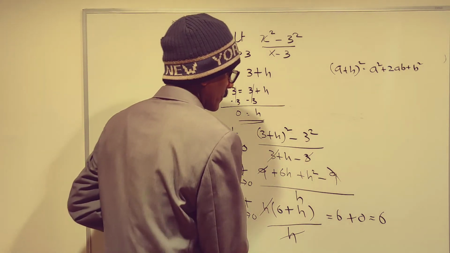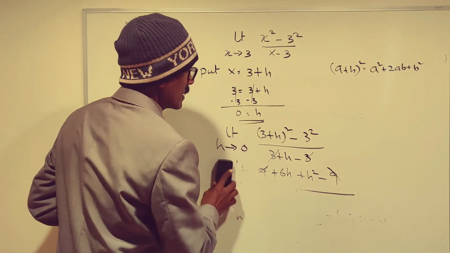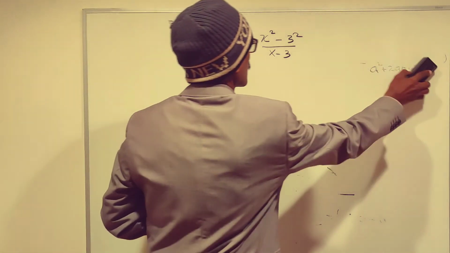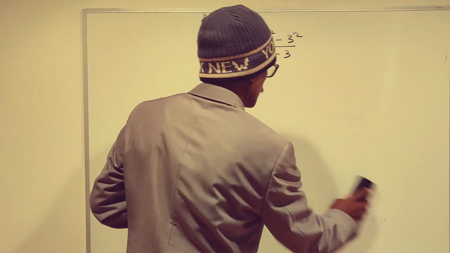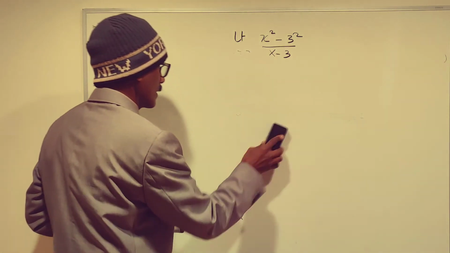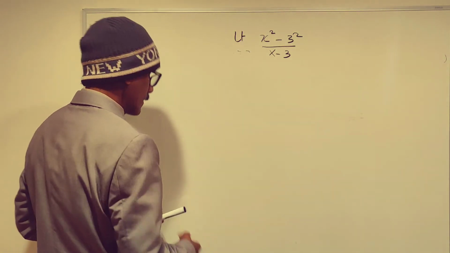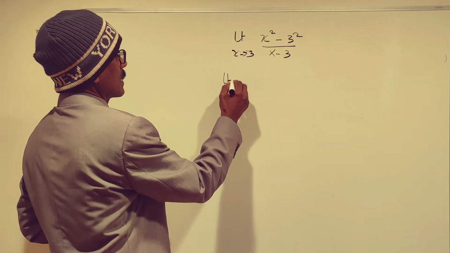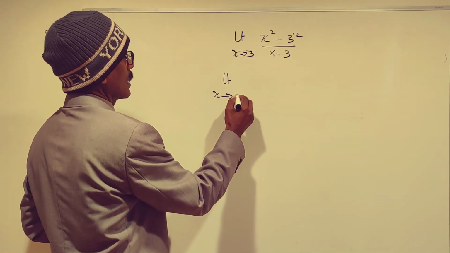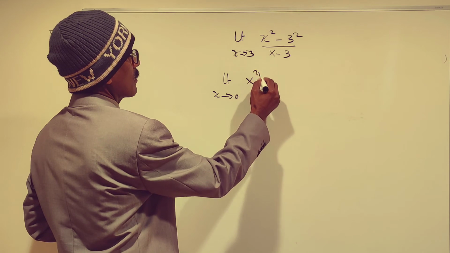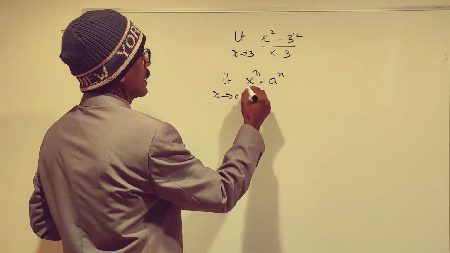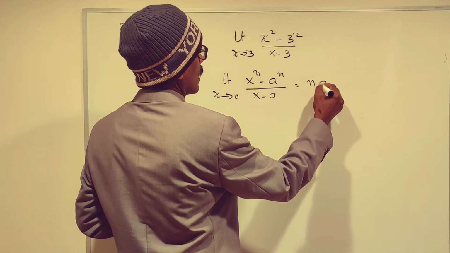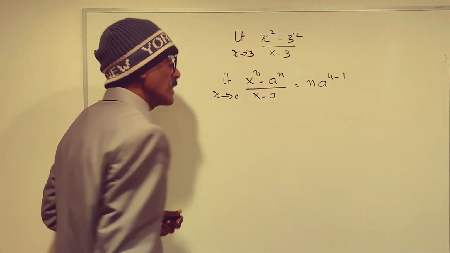The last method is the formula. Just apply the formula. You guys need to learn that formula. Limit x tends to a, x raised to n minus a raised to n divided by x minus a equals n a raised to n minus 1. That is the formula.